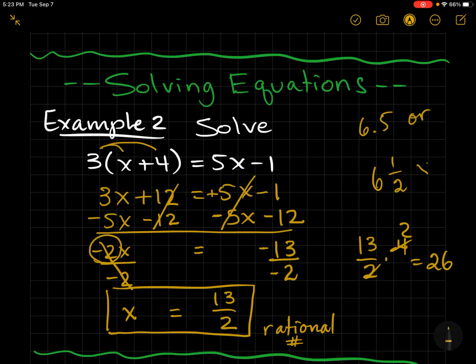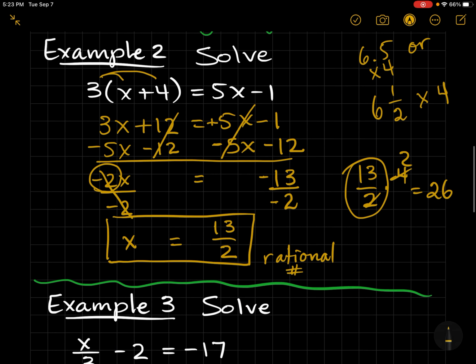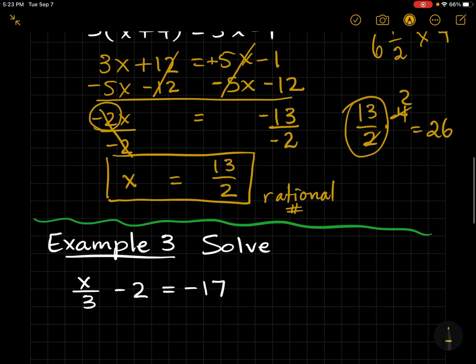But if you tried to multiply this by 4, you'd have to do a little more thinking. Or even this, it'd take you a little longer. So rational numbers are very easy to work with. Like I said, rational means in the form A over B. Okay, rational, root word is ratio.